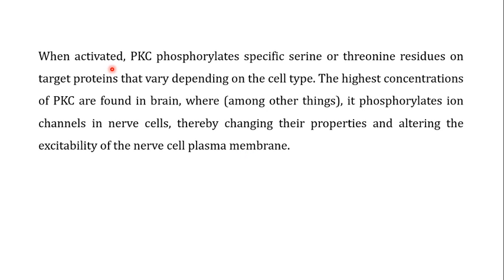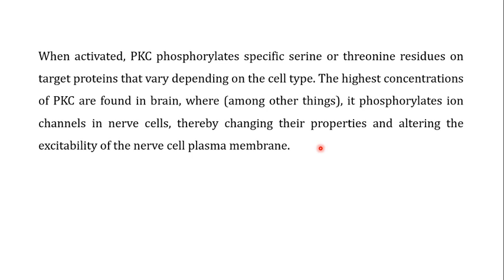Now, when the protein kinase C gets activated because of the binding of the calcium, the DAG, and the phosphatidylserine, it phosphorylates specific serine or threonine residues on the target protein. That varies depending on the cell type. The highest concentration of the protein kinase C is found in the brain, where among other things it phosphorylates ion channels in the nerve cells. When it phosphorylates the ion channel at the serine and threonine residues, it changes their properties and alters the excitability of the nerve plasma membrane, which is responsible for the generation of the action potential, and we will discuss that in detail when we discuss neuronal signaling.